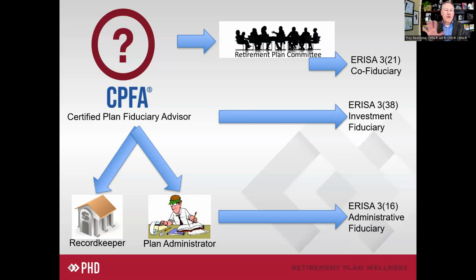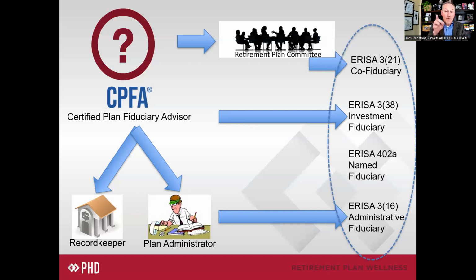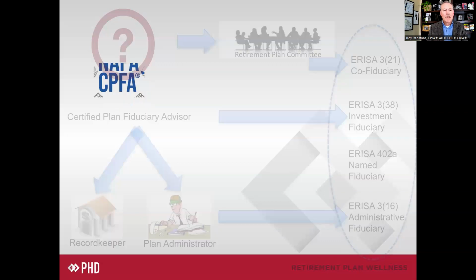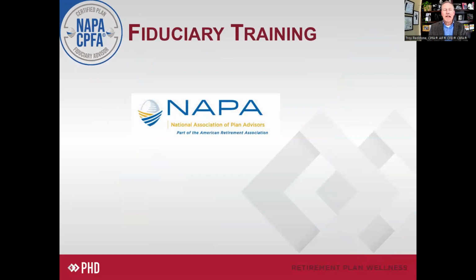Our goal, and we'll explain what all these things are in some subsequent videos, is to make sure that all the seats at the table are filled, including the ERISA 402A named fiduciary, someone other than you named as the plan fiduciary. So the CPFA designation is something that is granted to me as a member of the National Association of Plan Advisors, also called NAPA, not the wine country Napa, but the plan advisors who specialize in retirement plans. NAPA is actually a subset of the American Retirement Association.